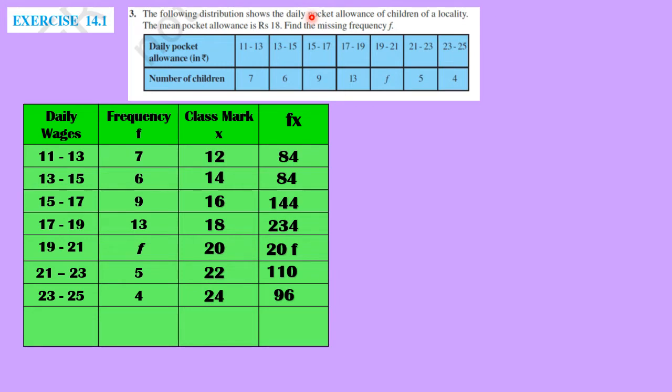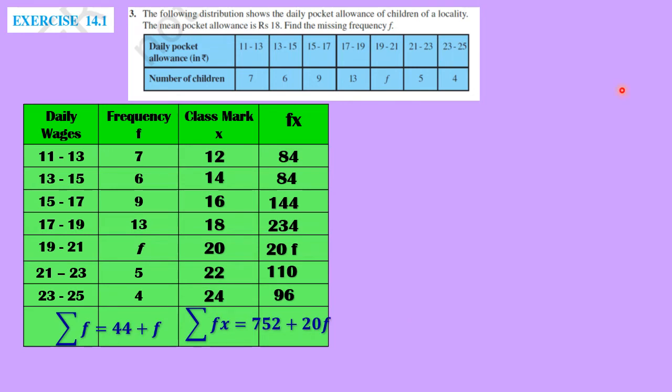Now we have to find sigma f, total frequency, as well as total fx. So let us find that. Here we cannot add f, so we will add all other frequencies, that is 44 plus this f. So it is 44 plus f. Similarly here also we will add all these except 20f and that plus 20f.